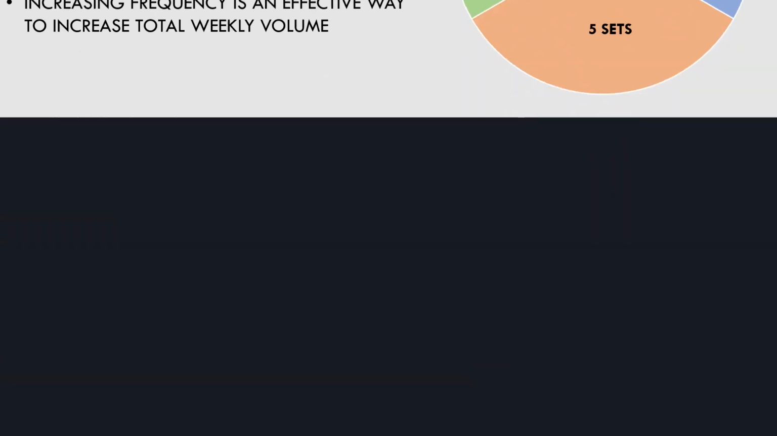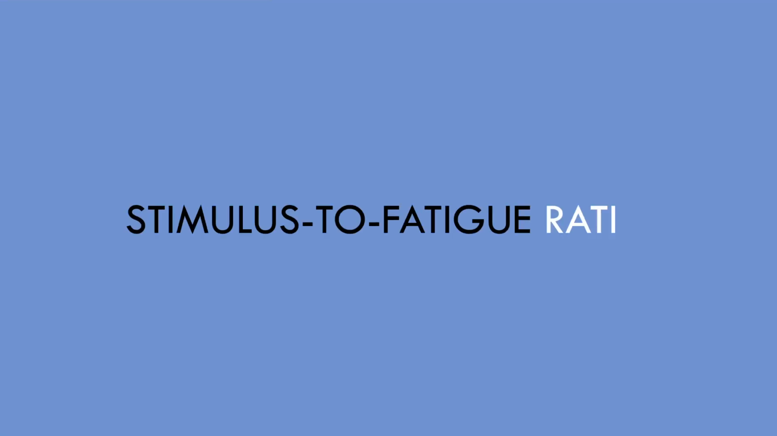The next principle of hypertrophy training is exercise selection. This refers to what exercises are chosen to train each muscle group. While there is no best exercise for any muscle group, there are certainly some factors we should consider when selecting exercises for a hypertrophy program. The first factor to consider is the stimulus to fatigue ratio.